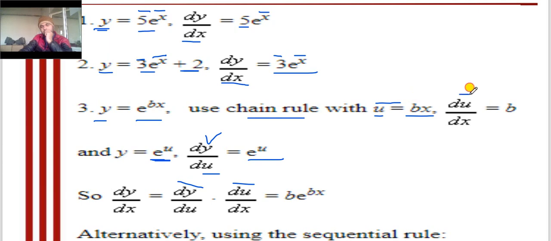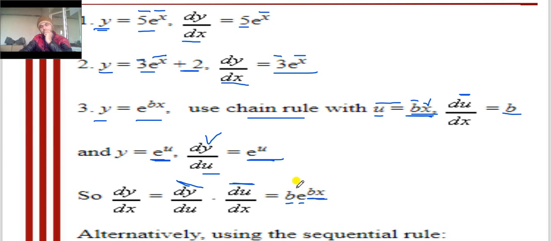Then the u that you have assumed, dy by dx, du upon dx. So differentiation of bx with respect to x is b, since differentiation of x with respect to x is 1, and 1 is multiplied with this b. So du upon dx is your b, and dy upon du is your e to the power u. U means bx.